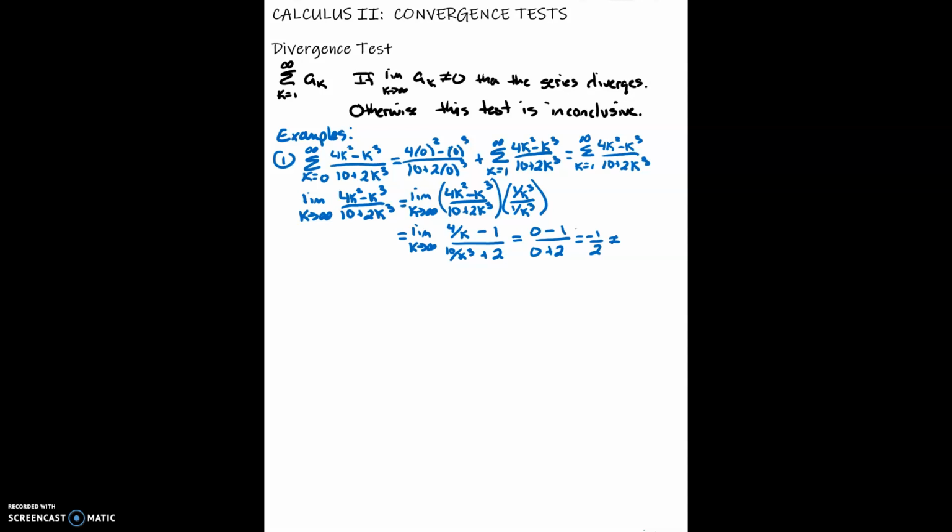This is definitely not 0, which means this series diverges. Again, I'm wanting this to be not equal to 0. All right, so far so good, I hope. Let's take the series as k goes from 1 to infinity of the square root of k squared plus 1 over k.